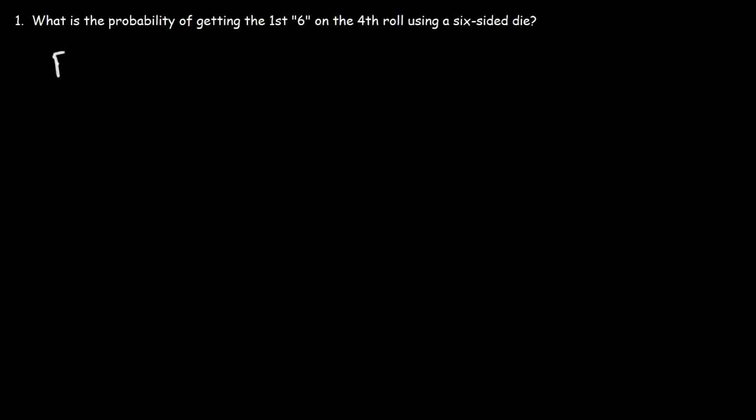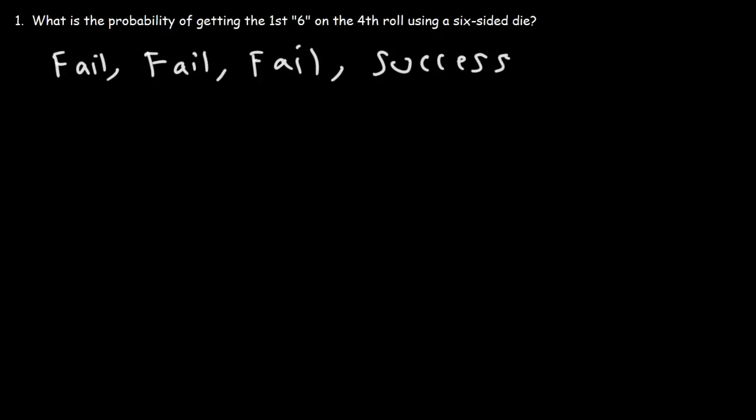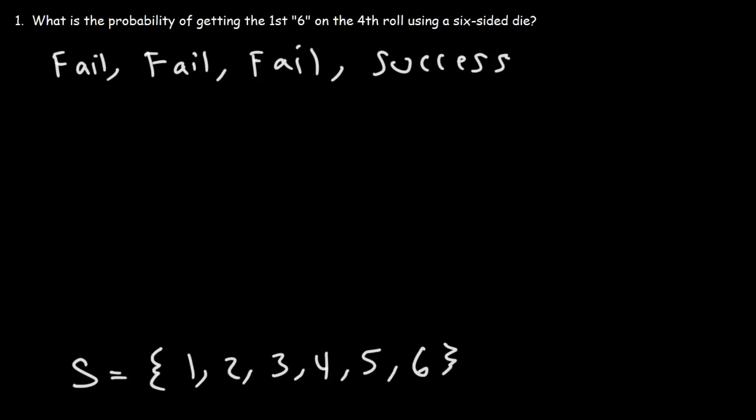So during the 1st roll, you're going to get a failed event. During the 2nd roll, it's another fail. But during the 4th try, you're going to get a successful event. Now, we're dealing with a 6-sided die. And so if we write out the sample space, these are the numbers that we can get if we roll a 6-sided die. So what is the probability of not getting the 6?